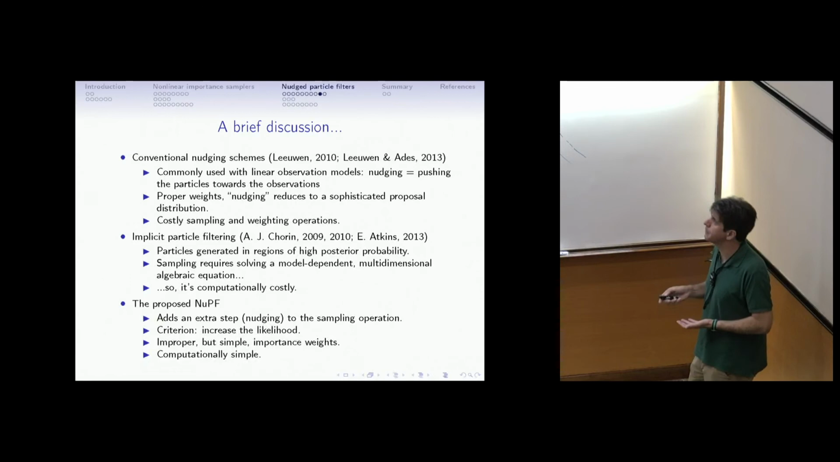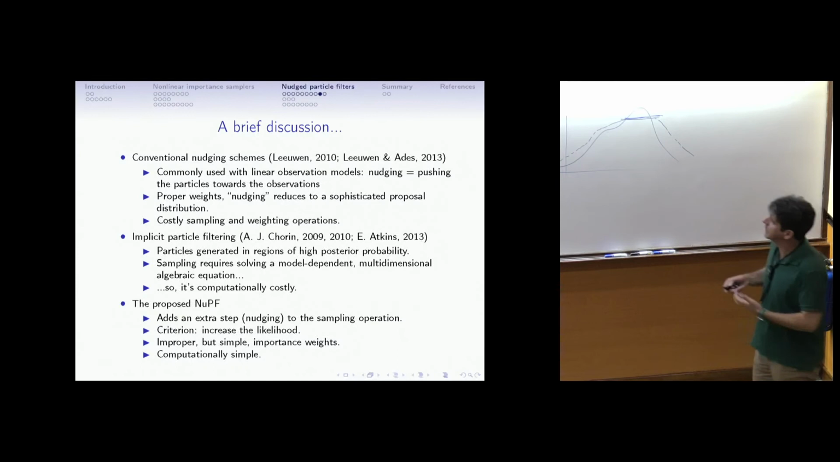There is also something called implicit particle filtering. A number of methods are also quite efficient. However, they are also computationally heavy sometimes. Here, the idea is similar. What you want is to shift your particles or to generate your particles in regions with high posterior probability. But to do that, you often have to solve model-dependent equations. Sets of multidimensional model-dependent equations, which can be quite complicated. It can take considerable effort.